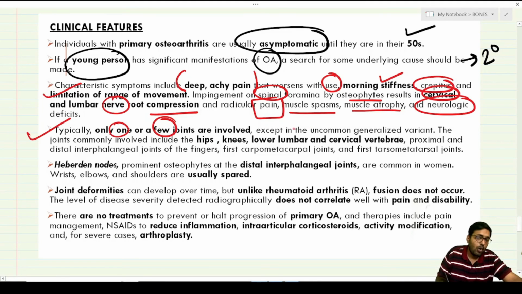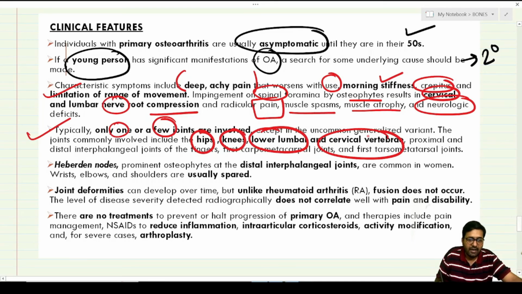The joints which are commonly involved are the larger joints. In rheumatoid arthritis, the smaller joints were the ones mainly involved. But over here, the hips, knees, lumbar vertebrae, and cervical vertebrae are the ones to become involved. And later on, the proximal and distal interphalangeal joints of the fingers, the first metacarpal joints and the first tarsometatarsal joints are involved.